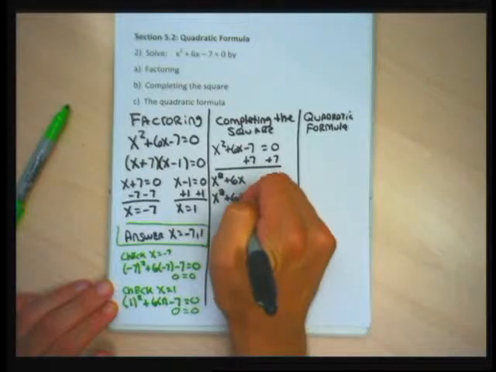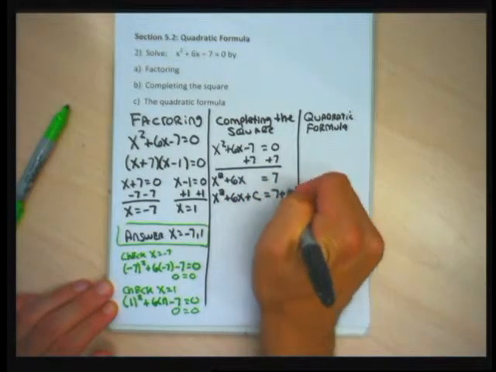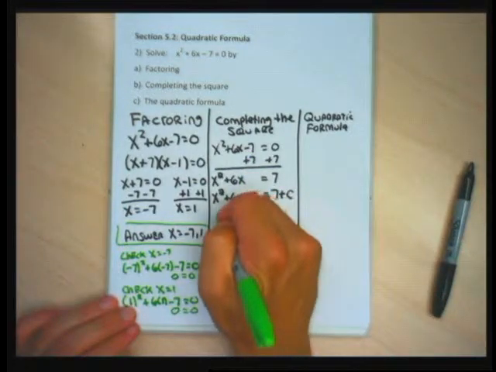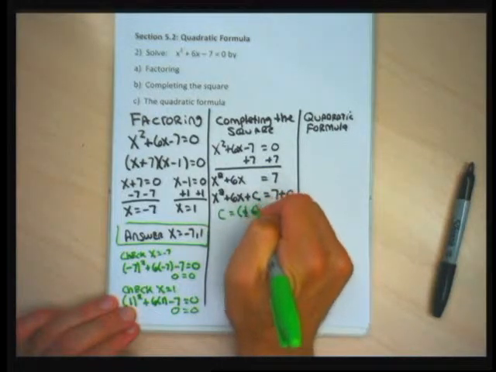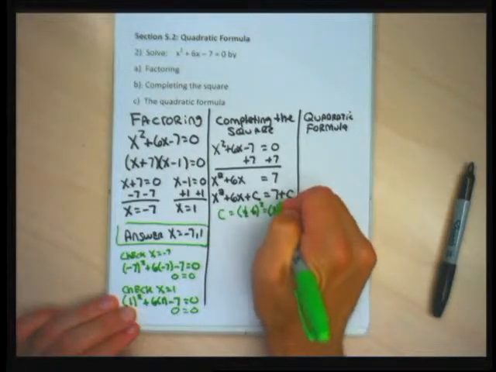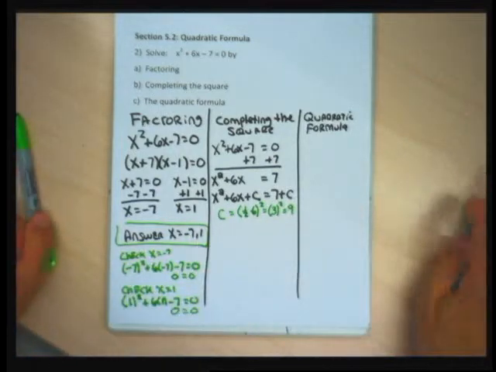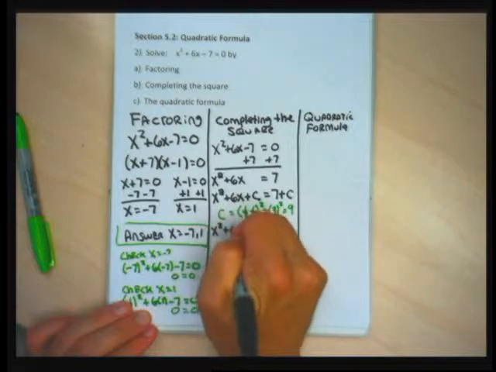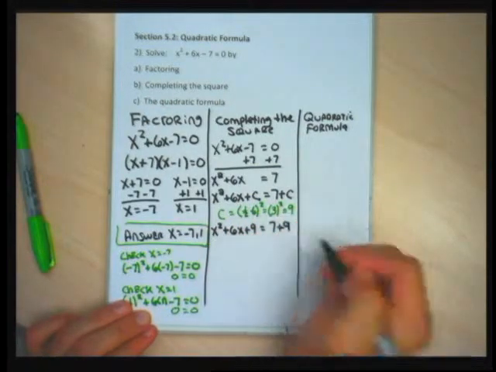In the last section, I would have written this problem x squared plus 6x plus c equals 7 plus c, and then figured out a number for c. I would have gone c equals half of 6 squared. Half of 6 is 3. That 3 is going to come up in the factoring, and 3 squared is 9. So I'm going to rewrite the problem as x squared plus 6x plus 9 equals 7 plus 9.